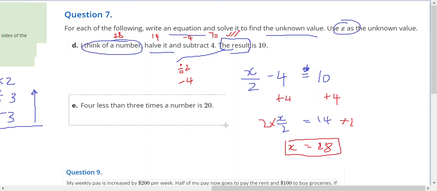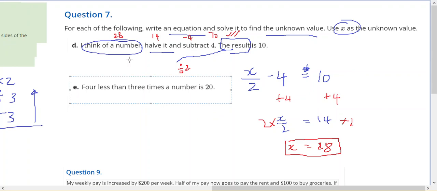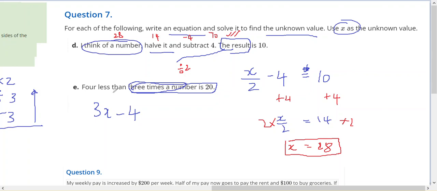In part E, 4 less than 3 times a certain number is 20. This is an example where in English we say things backwards. So we start really here, 3 times a number, so 3x, and we subtract 4 from it because I've got 4 less than, but it's this that I'm taking the 4 away from. And the number is 20.